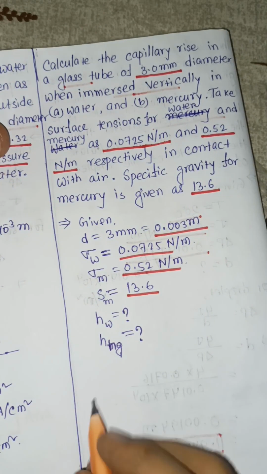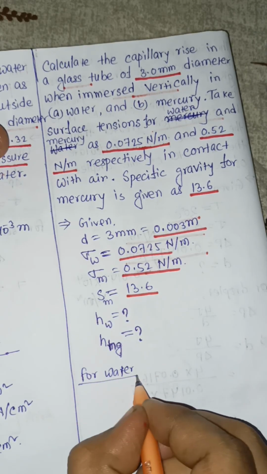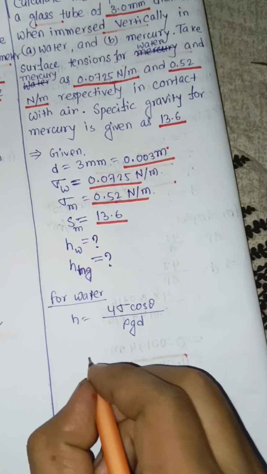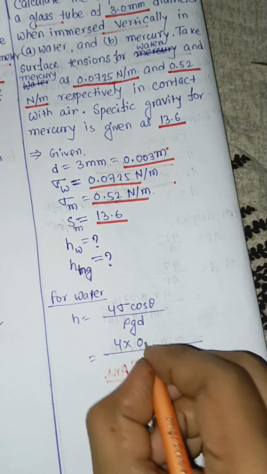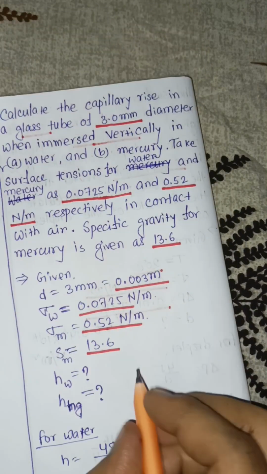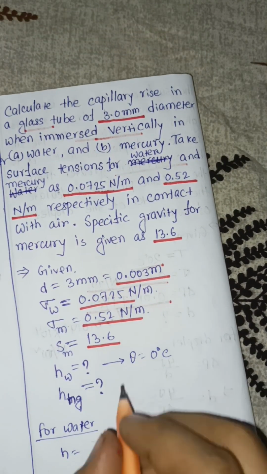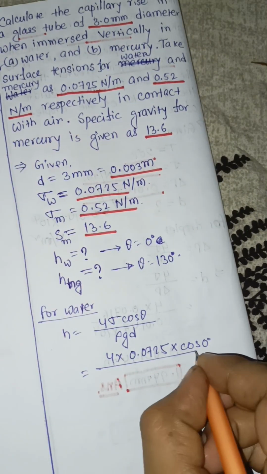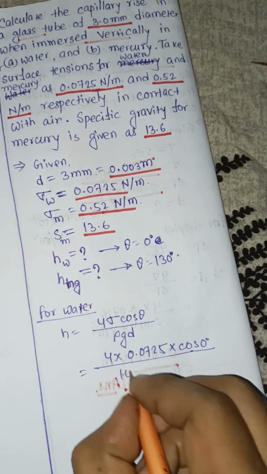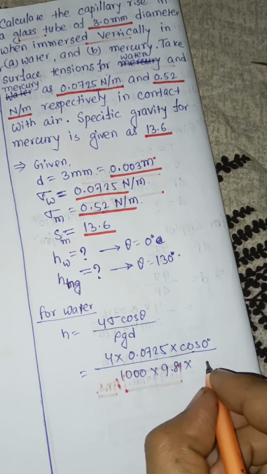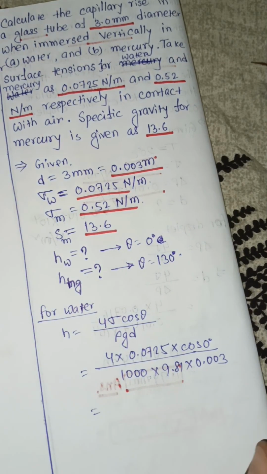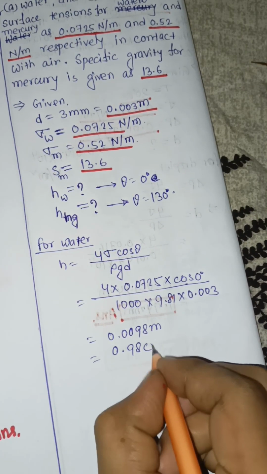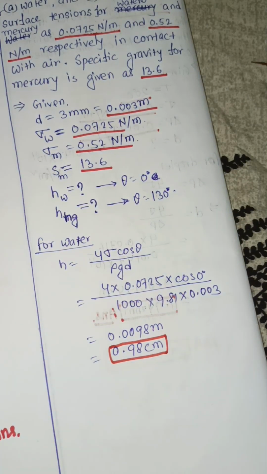So we know that for water, h is equal to 4 sigma cos theta by rho g d. From here, 4 into sigma, what is the value of sigma for water? That is 0.0725. Remember, theta for water is 0 degree, and theta for mercury is equal to 130 degree. So cos 0 degree divided by rho, that is equal to 1000 into 9.81 into d, that is 0.003. So the answer will be 0.0098 meter, that is 0.98 centimeter for water.